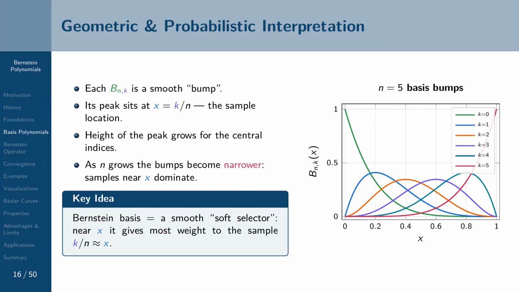Each basis polynomial is a smooth bump. Its peak sits at x equals k over n, the sample location it is responsible for. As the degree grows, the bumps become narrower. So, near a query point x, the dominant weight comes from samples k over n that are very close to x. The Bernstein basis, therefore, acts like a smooth, soft selector. The picture on the right shows the 5 bumps for n equal to 5. Notice how the peaks march evenly across the interval.